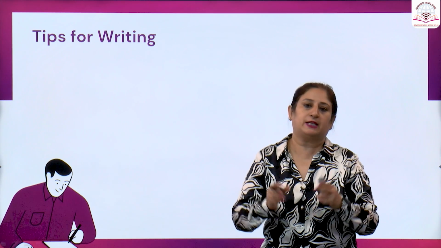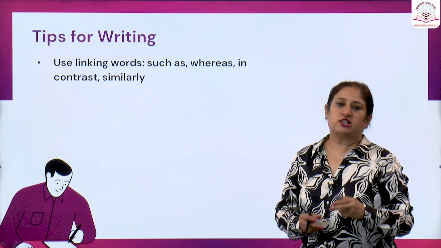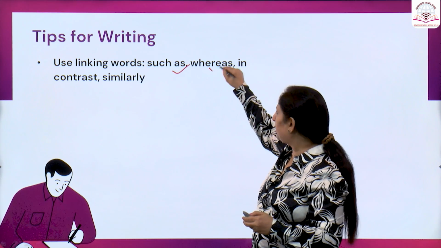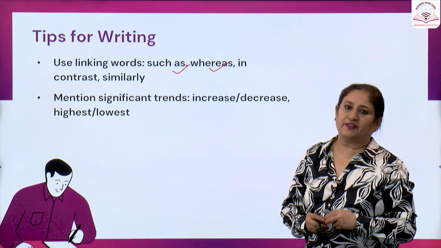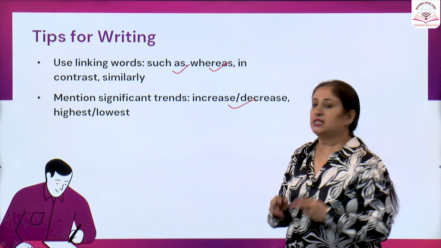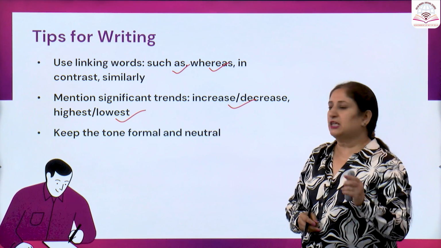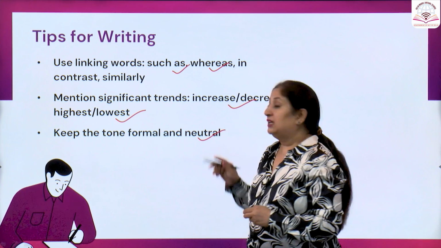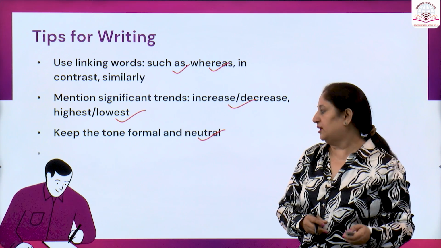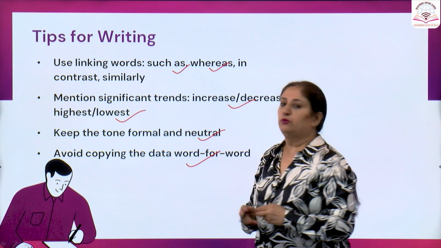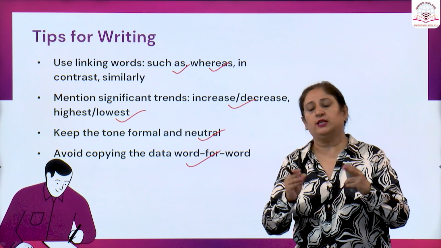Now I'll give you some tips for writing a good analytical paragraph. Use linking words such as whereas, in contrast, similarly, etc. Also, mention significant trends like increase, decrease, highest, lowest as provided in the visual data. Also, keep your tone formal and neutral, that means you should avoid your personal opinions unless they are asked for. Also avoid copying the data word for word. You have to use your own critical thinking and write your own points.